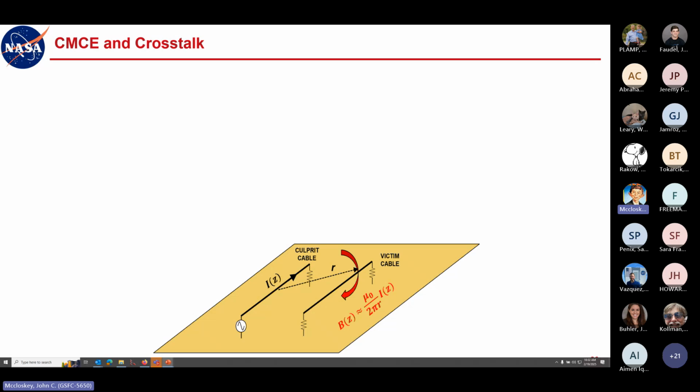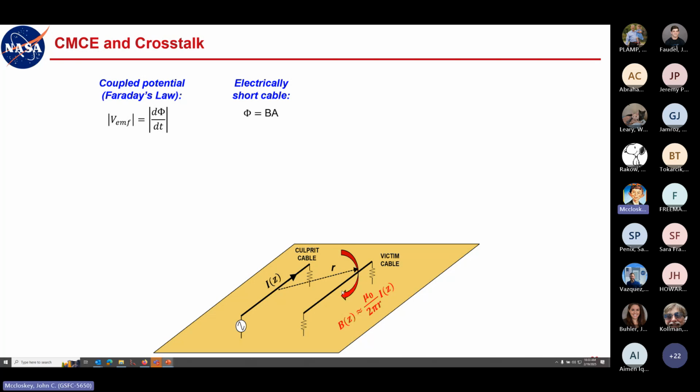But taking another look at crosstalk here, the culprit current is going to cause some magnetic flux, some B field, and it's going to couple through a victim loop. Well, the coupled potential per Faraday's law is just d phi dt. Just looking at magnitudes here at this point. To first order, we'll assume that the B field is constant over this height. It's not, but again, to first order for simplicity, we'll assume that the B field is constant over the height.